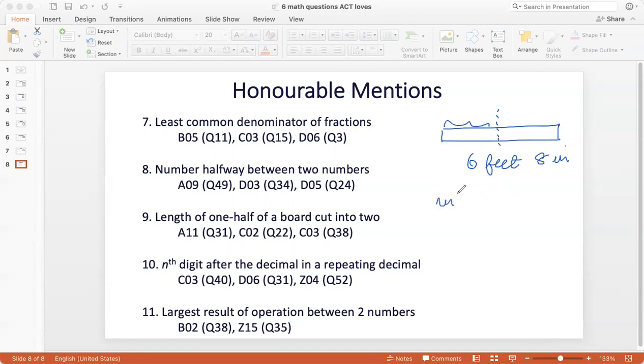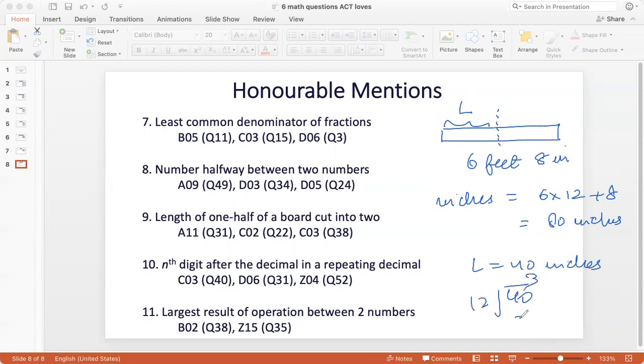So how many inches was the original board? It was 6 into 12 plus 8, because 1 foot is 12 inches. So 72 plus 8, 80 inches, right? When I cut it into half, the length of 1/2 would be 40 inches. So how do I express 40 inches as a mix of feet and inches? 40 divided by 12. So 12 into 3, 36, and I have 4 remaining. So 3 feet and 4 inches is the length of 1/2 of the original board.